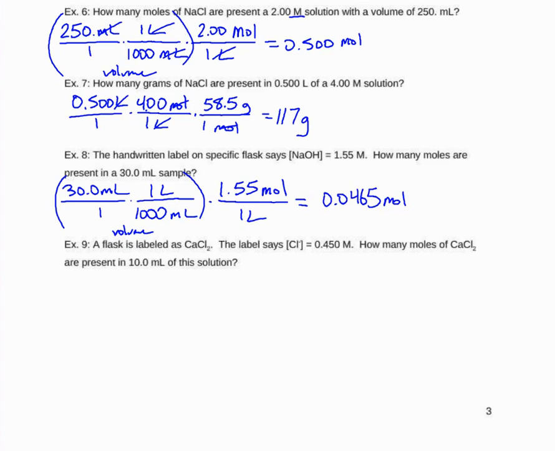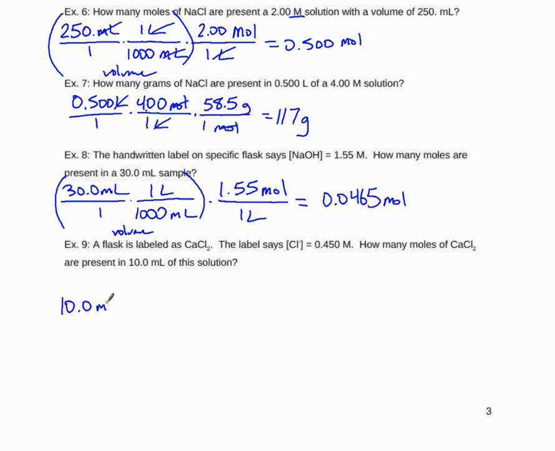Example 9, a flask is labeled as calcium chloride, CaCl2. But for the concentration, the label says concentration of Cl- is 0.450 molar. So how many moles of calcium chloride are present in 10 milliliters of this solution? This one's got a few pieces that have to be worked out. So we start with volume and we multiply it by concentration.